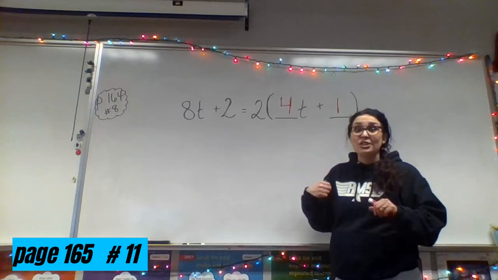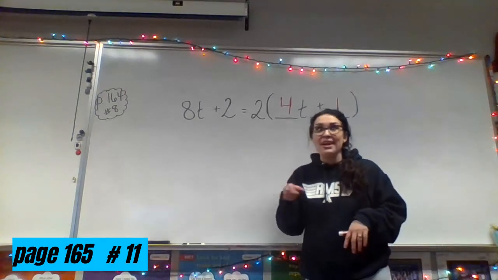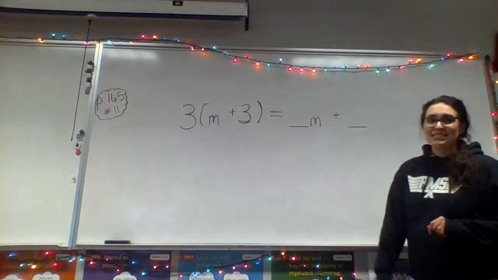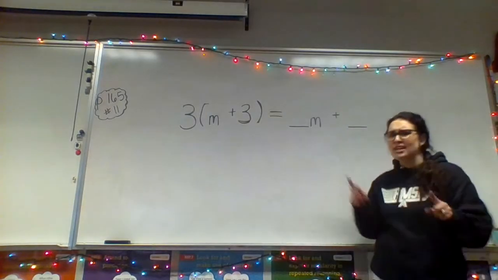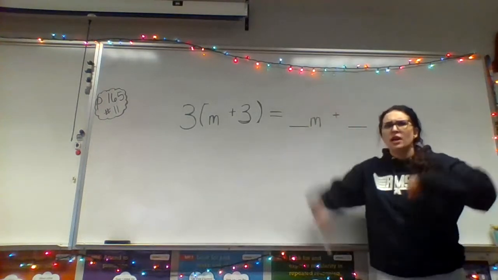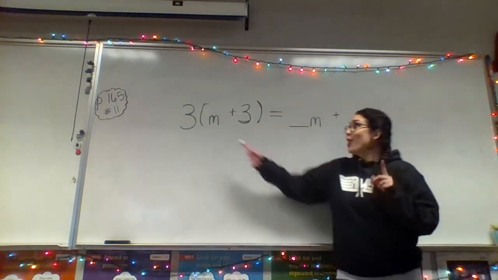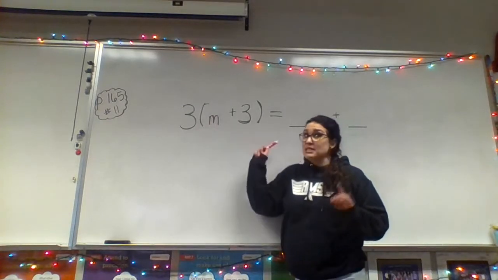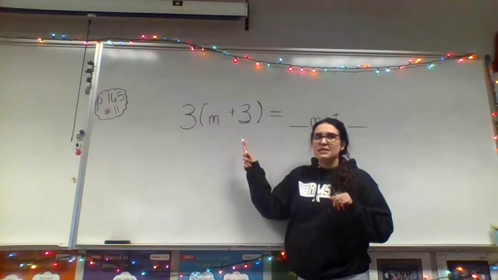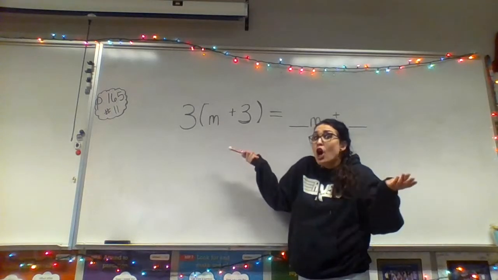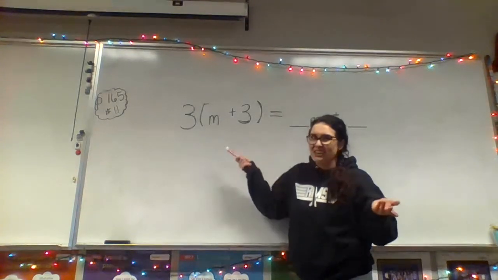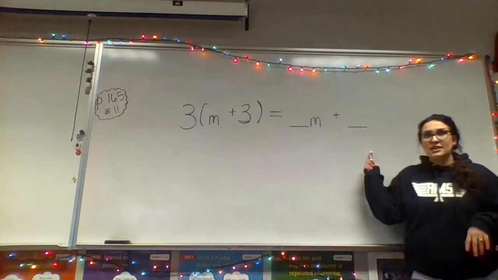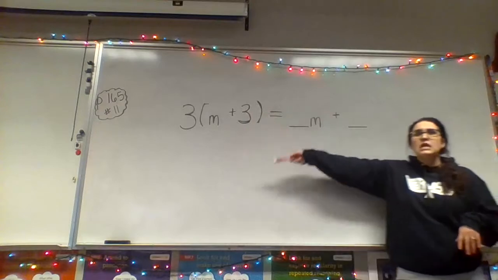Now let's look at page 165, number 11. Right, so for number 11 on page 165, we're still going to take advantage of that distributive property to help us figure this one out. So we start over here, right? We have 3. And then I know that this means multiplication, right? So inside the parentheses, we have m plus 3. Now, I don't know what m is, so I'm just going to leave it as m because I don't have enough information for that, right? But now the question is, well, then how do I go from this to this, right?